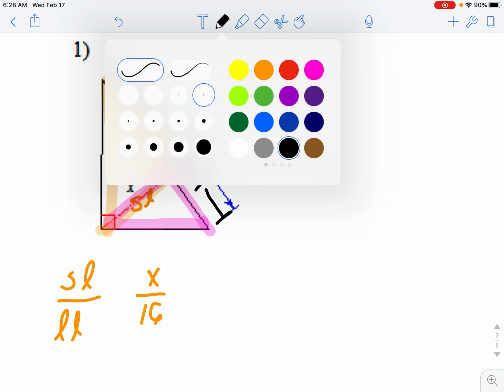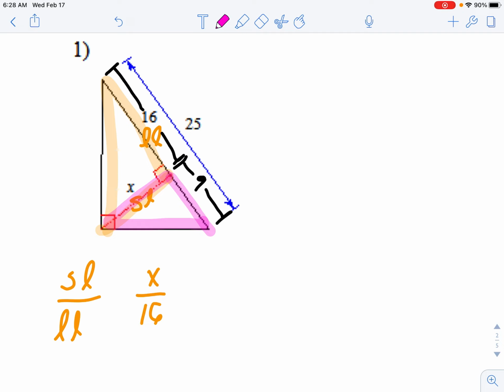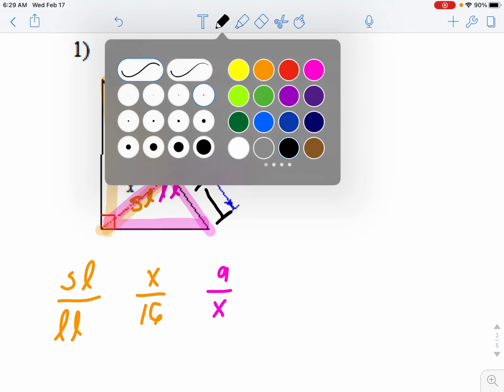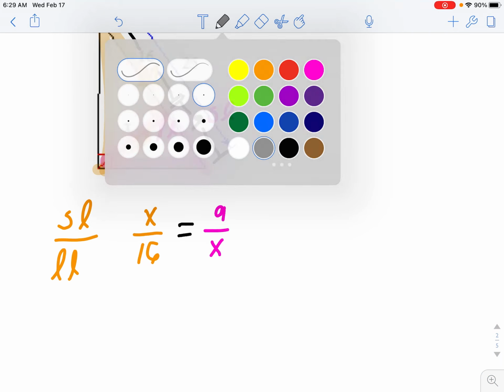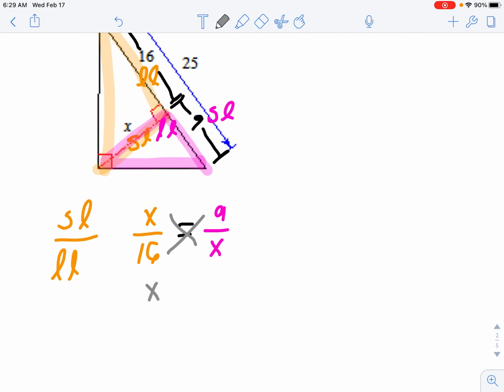So again, for this baby triangle, I also have the short leg and long leg. And again, the short leg in this case is 9, the long leg is X. So set them equal to each other. All right. And then just cross multiply and solve. All right, x squared equals 144. Take the square root of both sides, and x equals 12. That's it. All right.